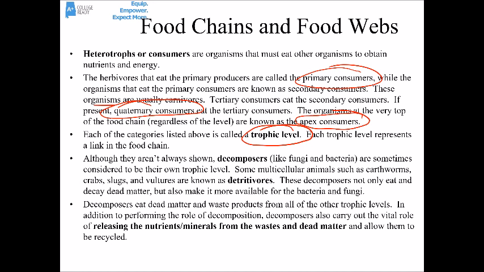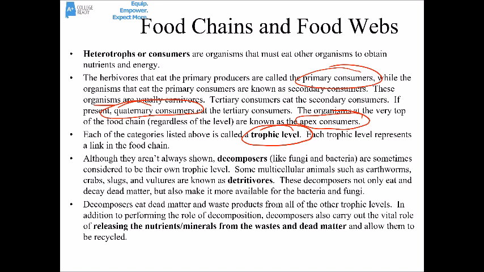Now, even though they're not always shown, decomposers, things like fungi and bacteria, are considered to be their own trophic level. There are even some multicellular animals like earthworms and crabs and slugs and even vultures that are called detritivores. These are decomposers, but they also help to make the decomposing material more available for the bacteria and the fungi by breaking it up and so forth.